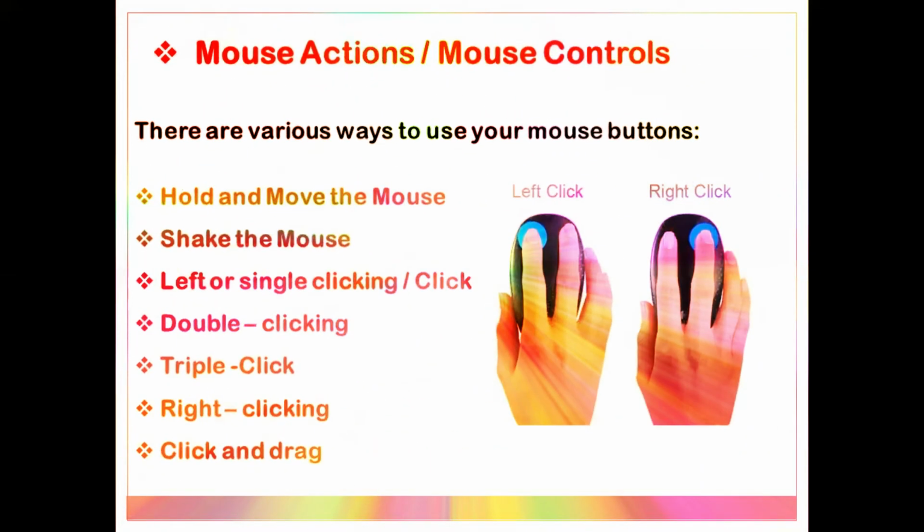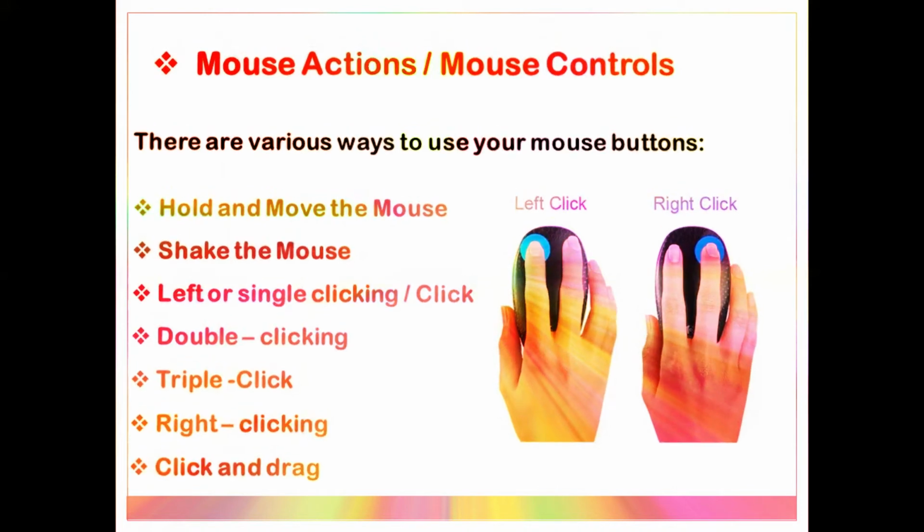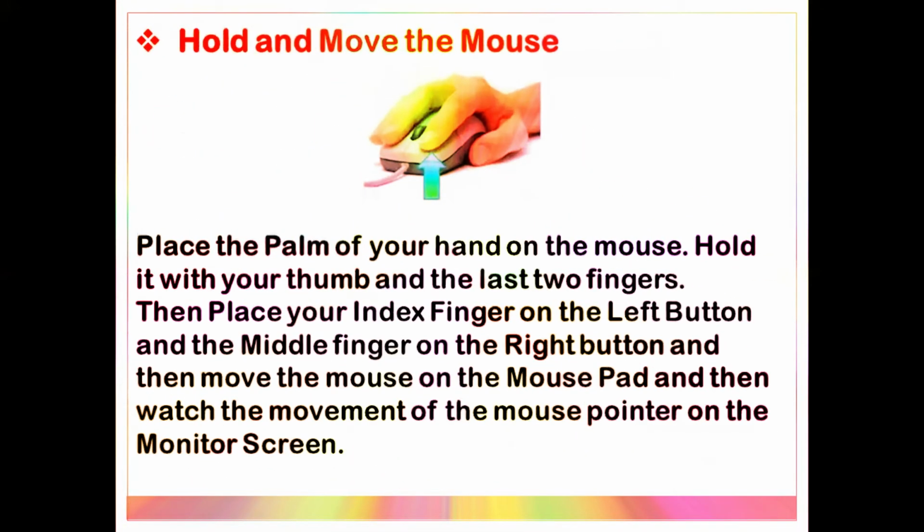Now, once we have learned how to hold the mouse, let's do some actions related to the mouse. First one we have already seen, holding and moving the mouse. Then we can shake the mouse. Then we can click the mouse by pressing the left button. Then we have double clicking, triple clicking, right clicking, click and drag. All these are the actions related to the mouse.